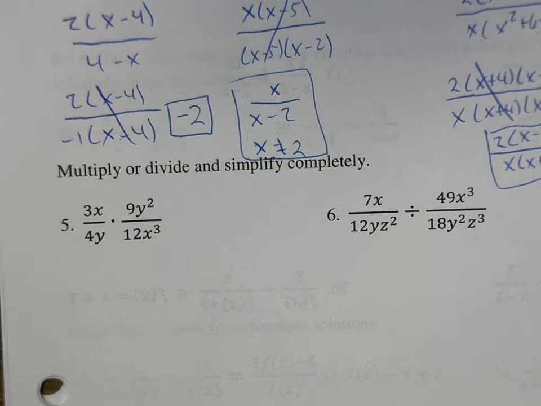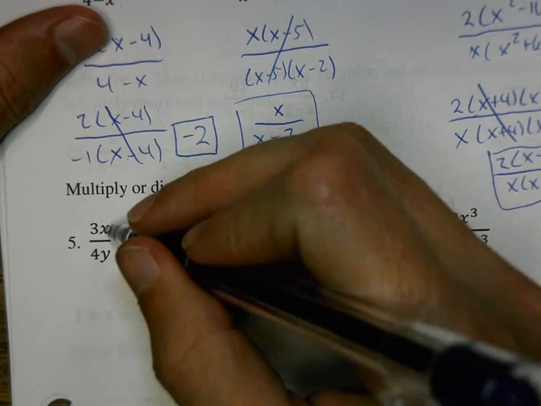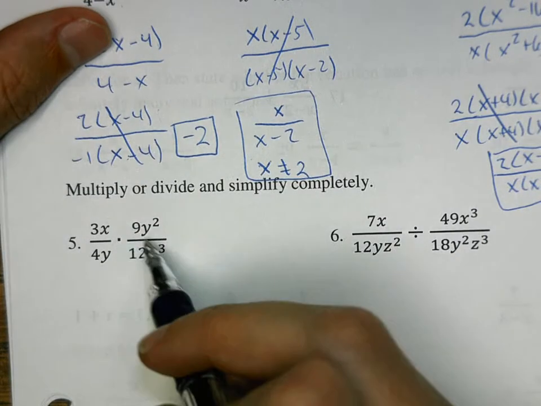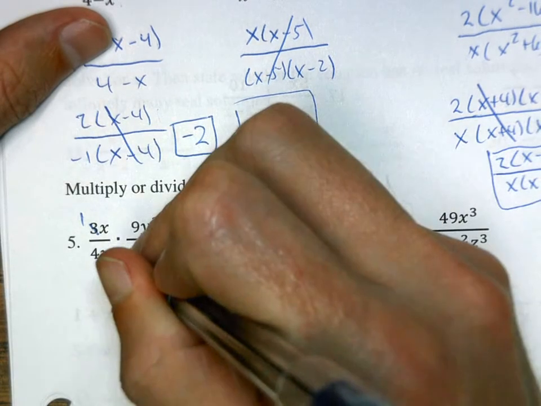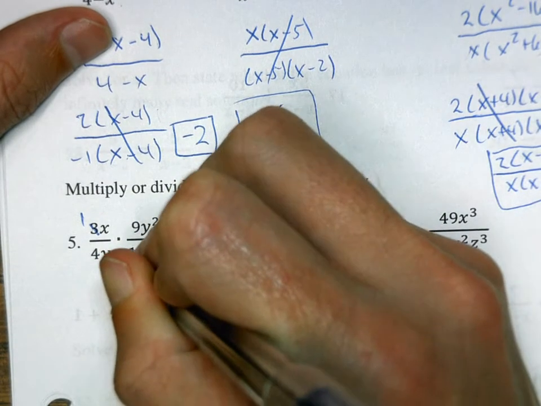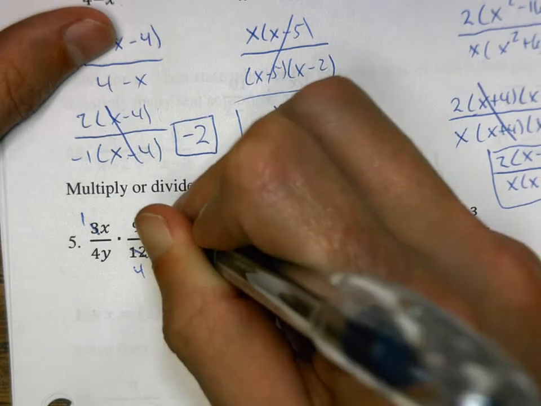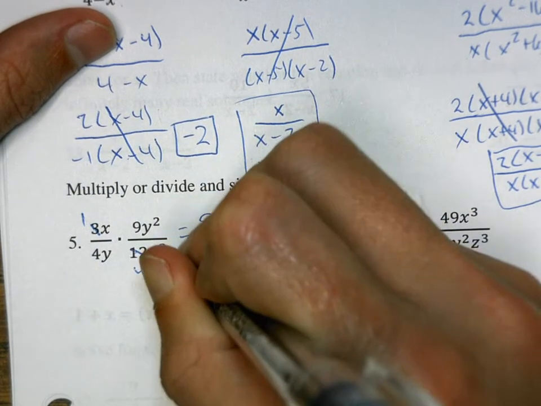For number 5, kind of just reduce as you go. 3 and 12, they have a GCF of 3. So 3 goes into 3 once, 3 goes into 12 4 times. So 1 times 9 is 9, 4 times 4 is 16.